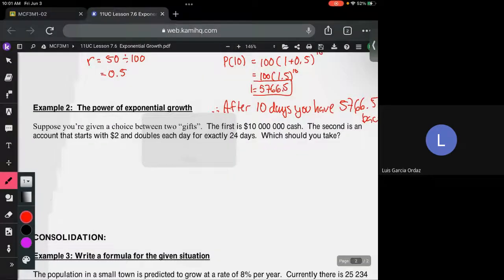So option one, my Apple Pen's going to die soon, I've got to hurry up. For option one, we don't have to do anything because you're given $10 million, which is a ridiculous amount of money. So for the first one, I don't really have to do math. For the second one, however, because my money is doubling, what is my rate in terms of a percent?